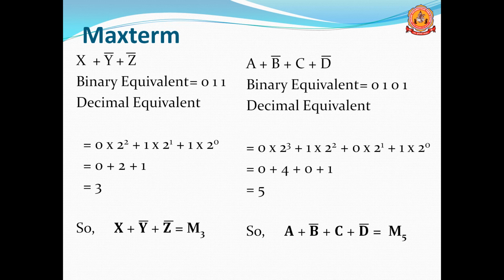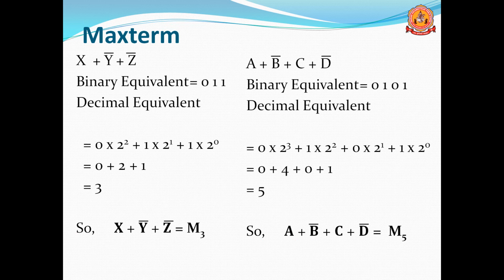Then you have to find the decimal equivalent: 0 into 2 raised to 2, plus 1 into 2 raised to 1, plus 1 into 2 raised to 0. So it will be 0 plus 2 plus 1, which is equal to 3. So x plus y dash plus z dash is M3, capital M3.